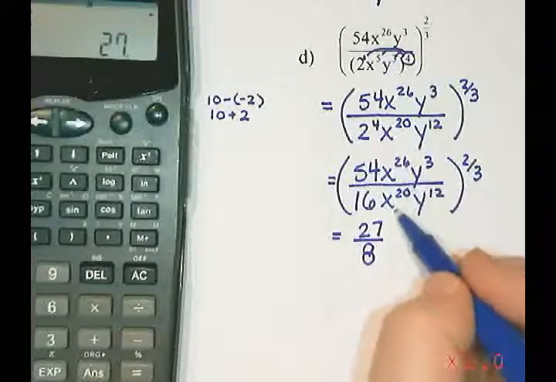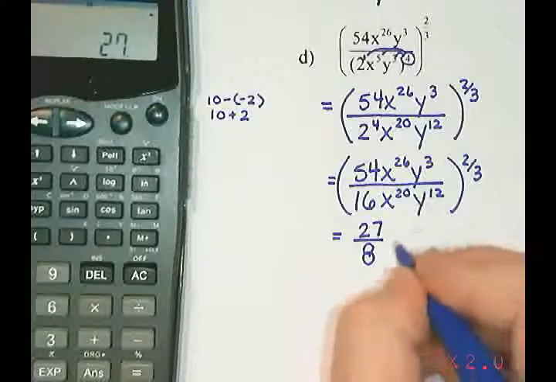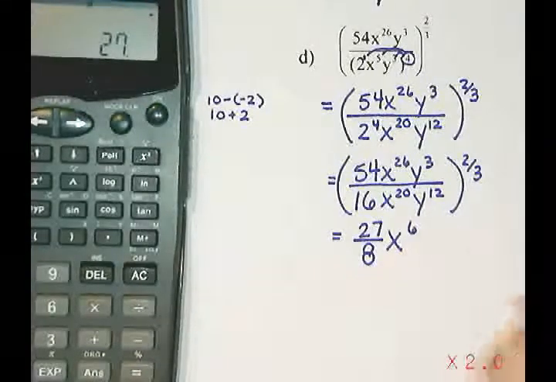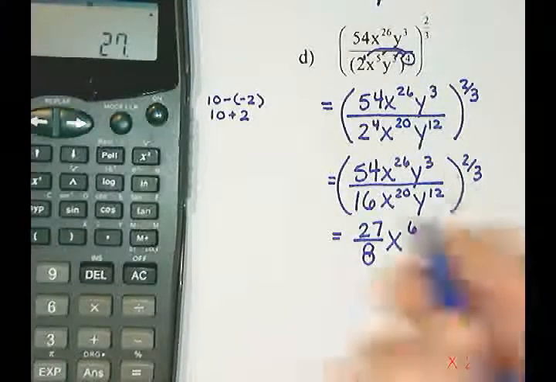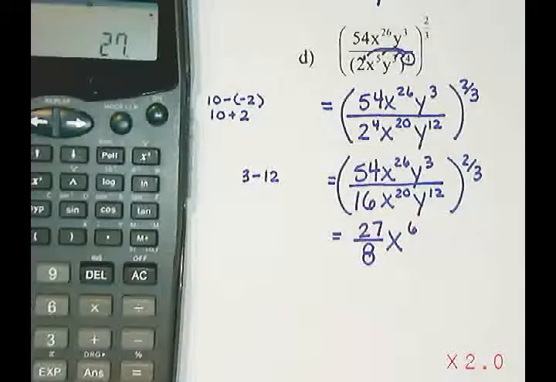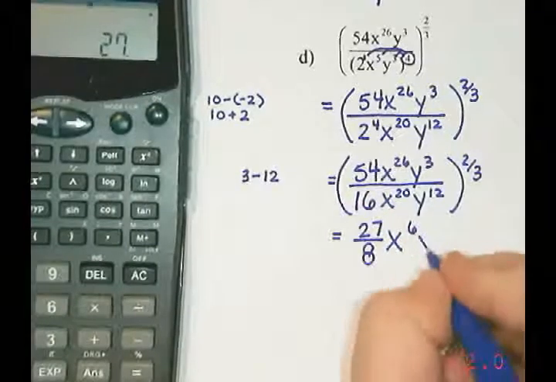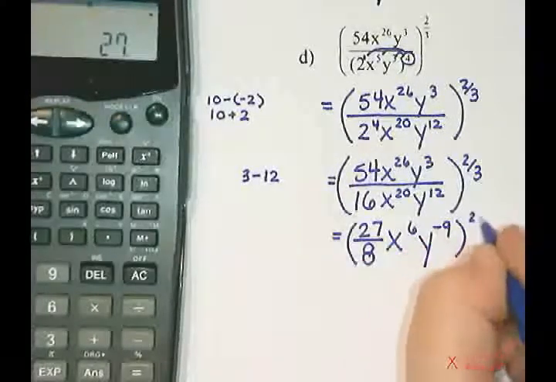X to the 26 divided by x to the 20. The rule is we subtract the exponents. So 26 take away 20 is 6. And then y to the 3, y to the 12. We're going to do 3 take away 12, which is going to give me negative 9. So y to the negative 9. And then that's still to the power of 2/3.